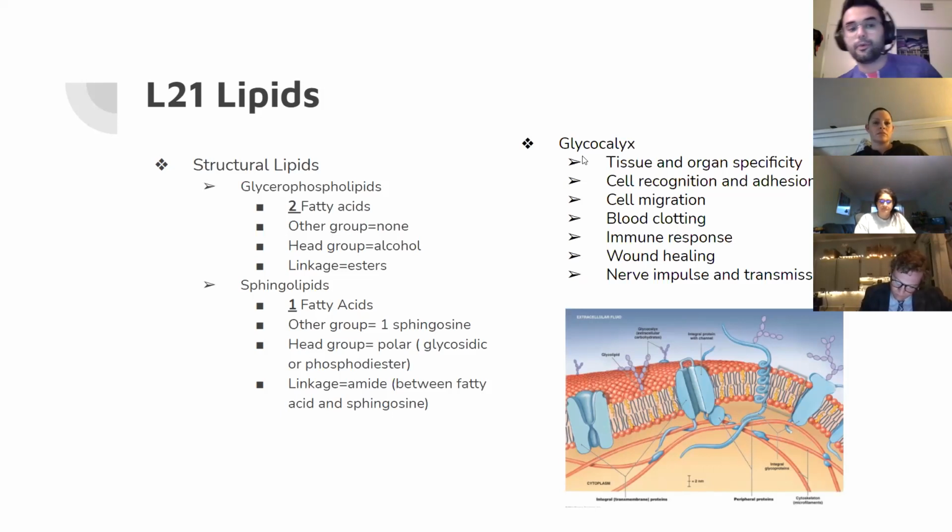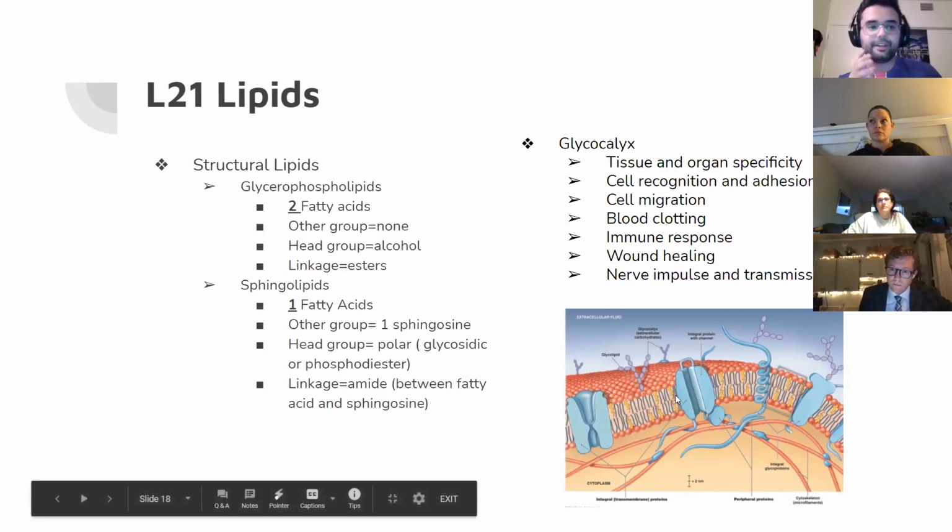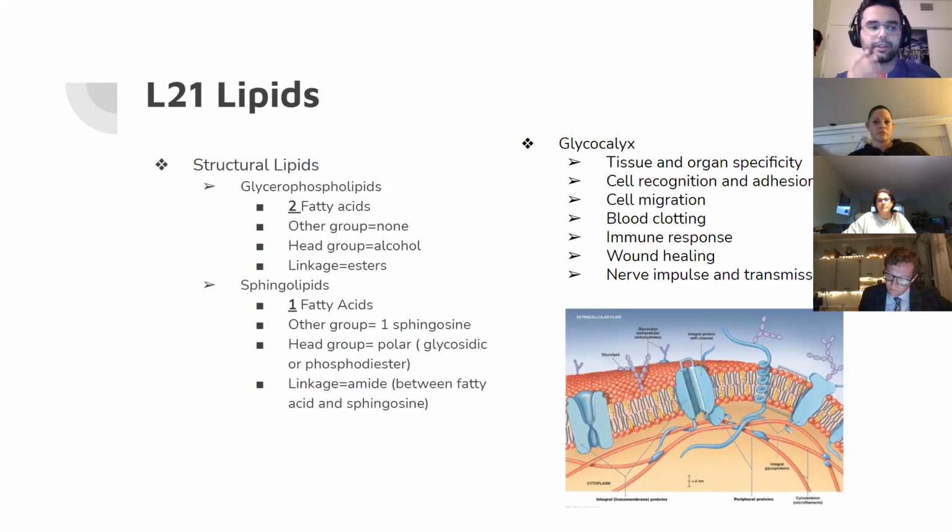Now, going to why this is important for a cell. We have something called our glycocalyx. These are areas that are really important for a multitude of reasons, such as tissue and organ specificity, cell recognition and adhesion, cell migration, blood clotting, immune response, wound healing, and nerve impulse and transmission. You're going to see that these areas have very different levels of certain structural lipids. You can't think that a structural lipid is going to do the same thing, because they all have different properties and they're all going to be used in a different manner.